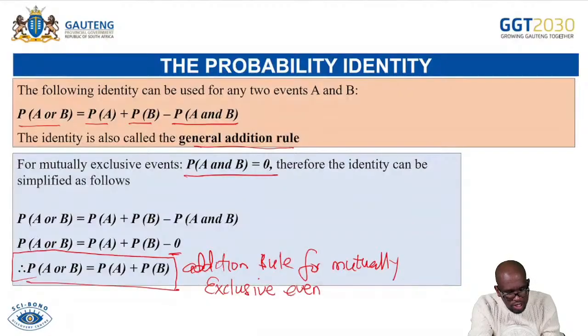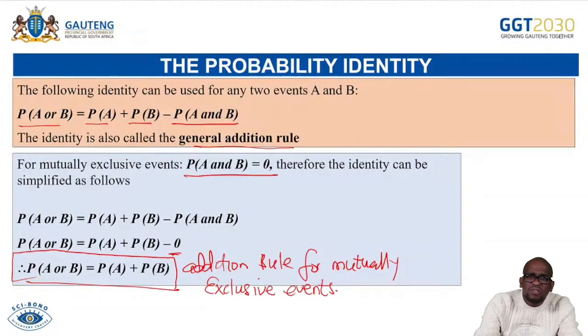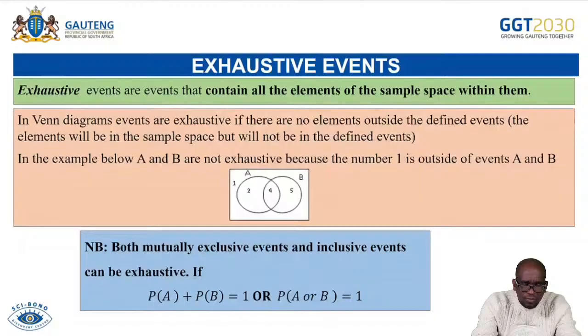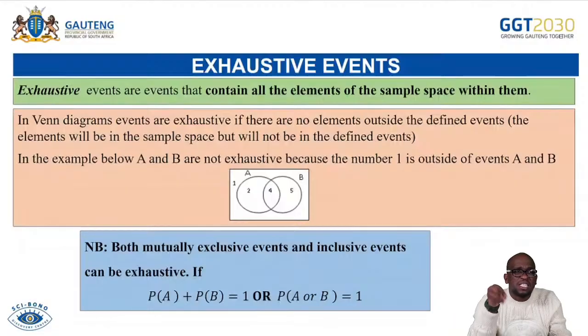This would be the addition rule for mutually exclusive events. So those are the things that we are actually looking at here, right? Let's move on. The exhaustive events, I think we've also made reference, we spoke about this, but let's get into more detail as far as this is concerned.